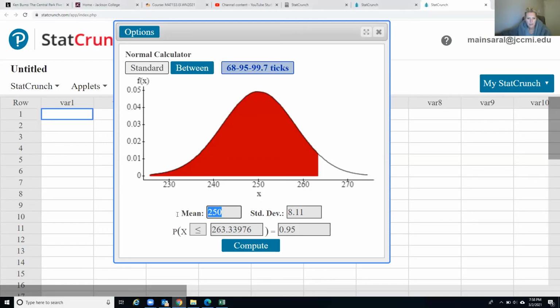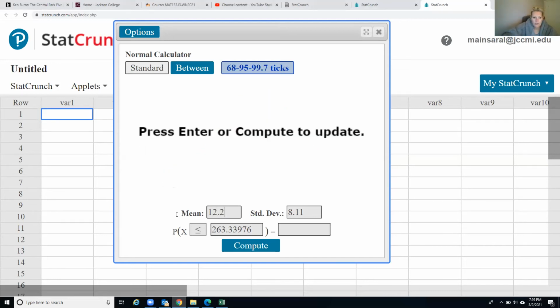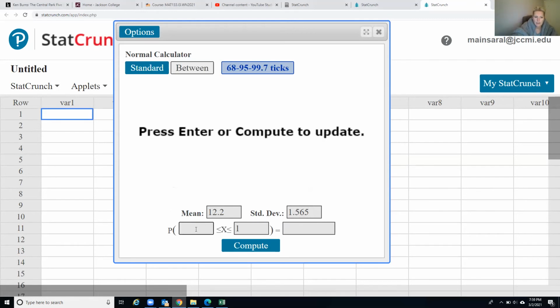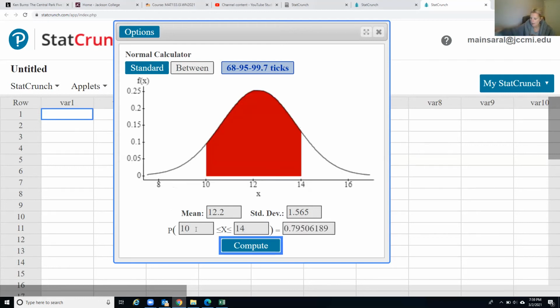Okay, so we have to change our scenario here to 12.2 and 1.565. And our first one is a between. So we have to go up here and click on between. And we're going between 10 and 14. And there it says 0.7951. So about 79.51% of the pennies are between 10 and 14 years old.